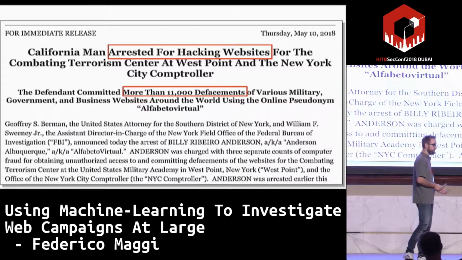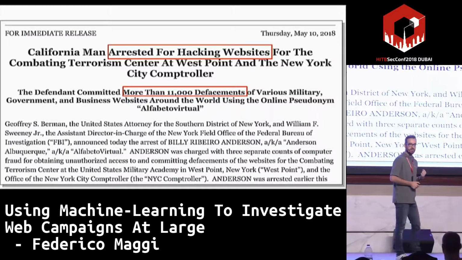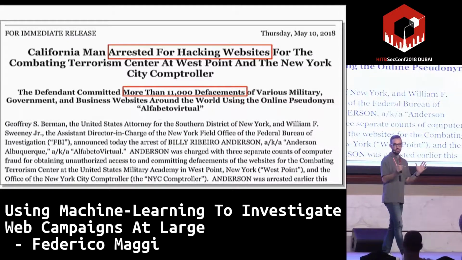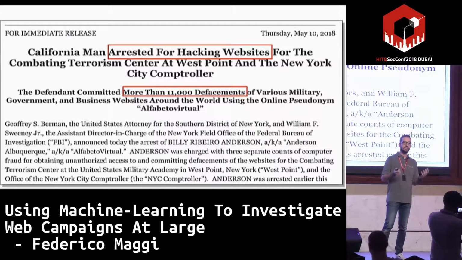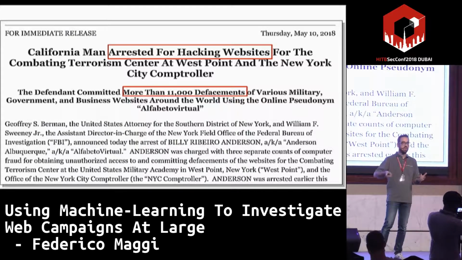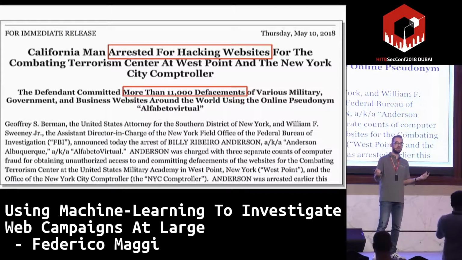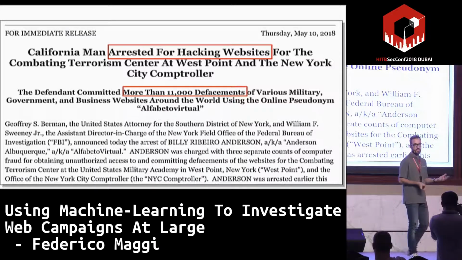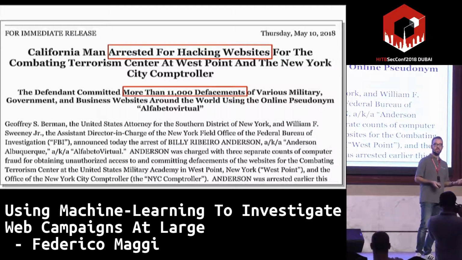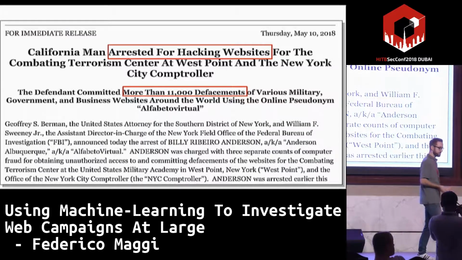And I remember the nickname of the guy, Alfabeto Virtual, because before they arrested him, and I don't have anything to do with the arrest, I remember seeing the nickname of this guy popping up very frequently in our data set. I've looked at something like 13 million defacement web pages, and I remember this name continuously popping up. So I was like, this guy is really into it. I mean, this guy is really defacing several web pages.